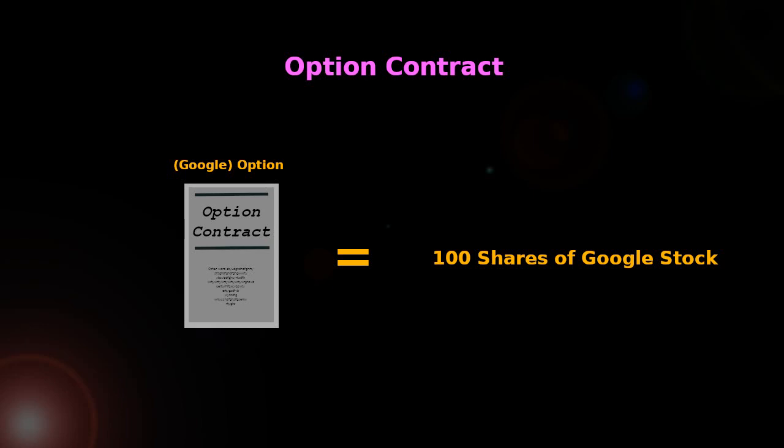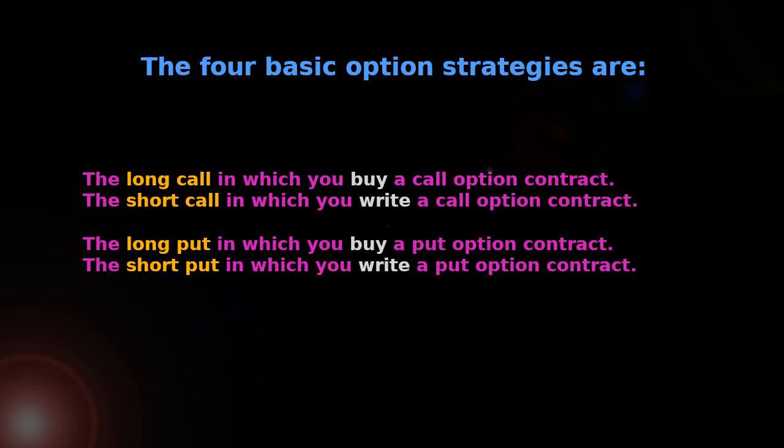The four basic option strategies are the long call, in which you buy a call option contract. The short call, in which you write a call option contract. The long put, in which you buy a put option contract. The short put, in which you write a put option contract.